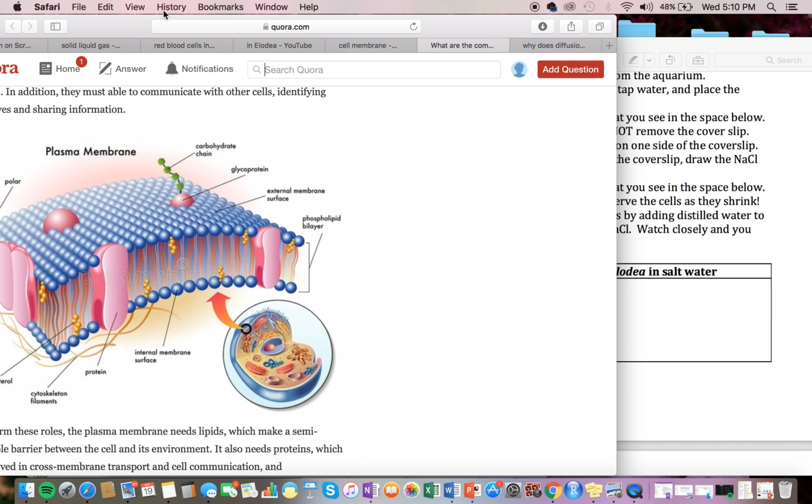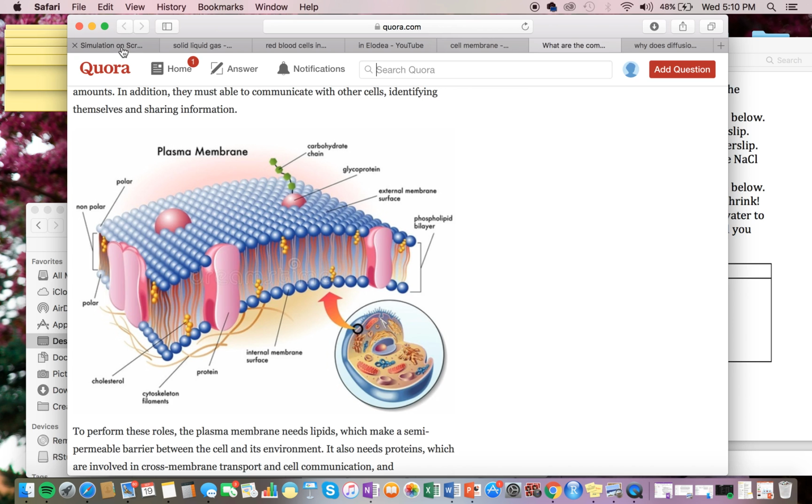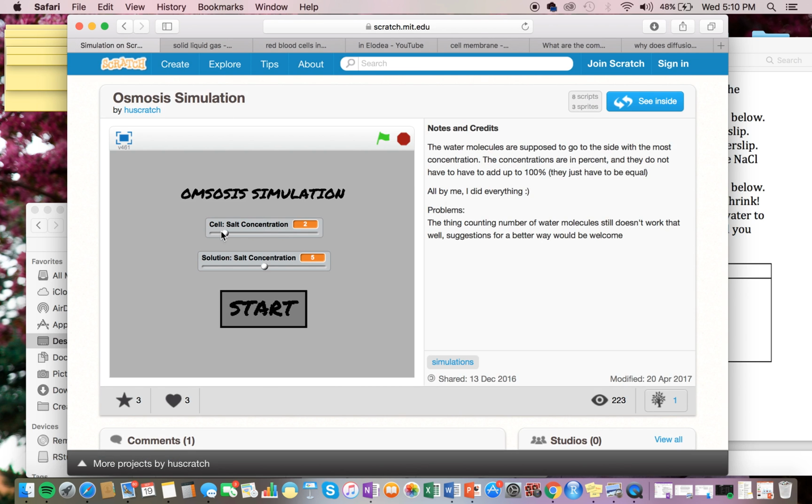Okay, so I'm going to show you a quick little simulation on diffusion. So as we increase our salt concentration, let's make this a hypertonic solution. So the solution needs to be hypertonic, which means we have to have lots of salt in the solution and lower salt concentration in the cell. So we'll make it really different so it's easier to tell.